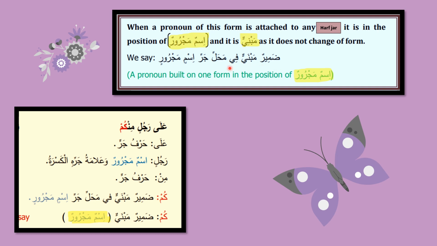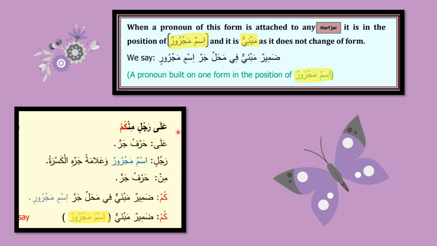Fi mahal, in the position. Mahal means position. Jar, it is in the jar position and it's ism majroor. You need to explain. So now let's see the eraab so you can understand clearly how you have to do the conjugation or the eraab.